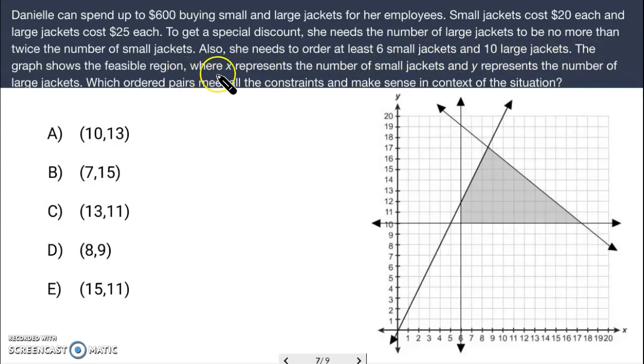The graph shows the feasible region where x is the number of small jackets and y represents the number of large jackets. Which ordered pair meets all the constraints and makes sense in the context of the situation?